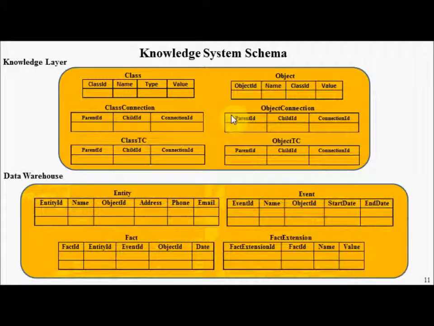Here's our knowledge layer, and it's comprised of 6 soft schema tables that I talked about previously. You'll notice here's our object table, and it has an object ID. This represents nodes in your ontology. And as you can see, every row in our fact table points to a node in our ontology.